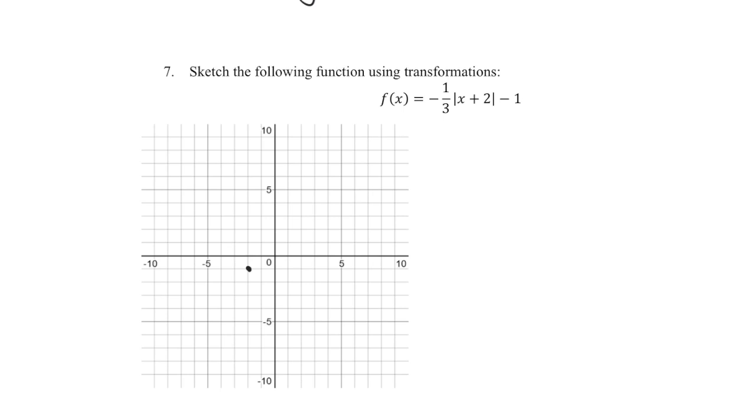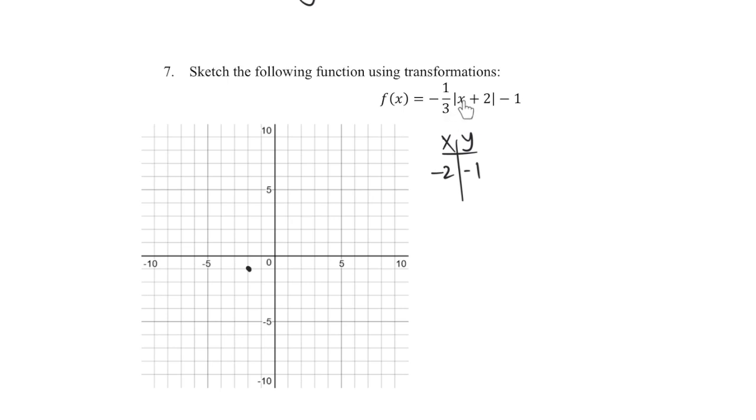Okay. What I'd recommend from here, we know it's going to be pointing down kind of like that, but we need to have the exact width. So what I'd recommend is just make a table of values. We already know 1 point, it's the vertex, negative 2, negative 1. So I'm just going to plot a few additional points. Now, whatever comes out of the absolute value is going to be multiplied by 1/3. So I want to be careful with what I choose for x so that this turns out to be a multiple of 3. So then you can divide it by 3.